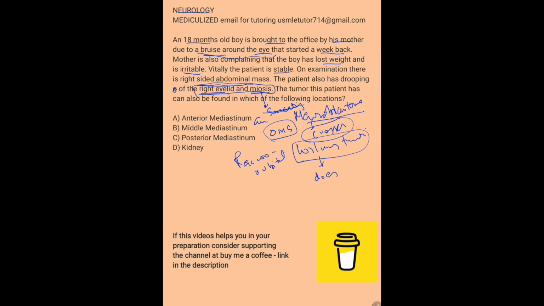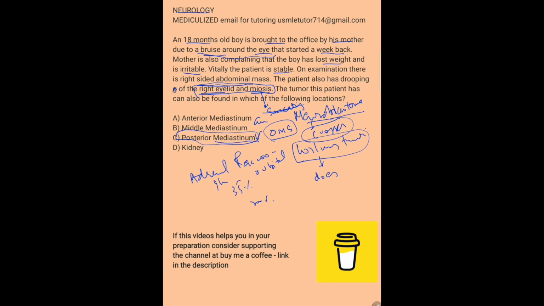So now, remember, there are a few locations where you can see the neuroblastoma. One of the locations is the posterior mediastinum. This is the right answer. You can also see it most commonly in adrenal glands. About 35% are in the adrenal glands, and around 20% are in the posterior mediastinum.